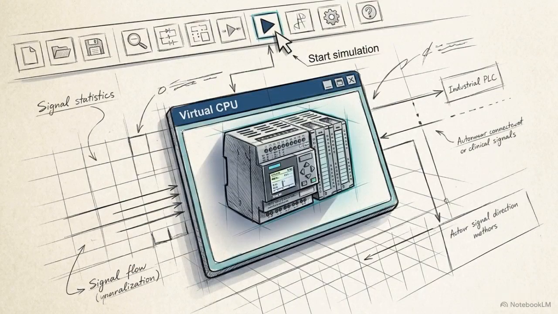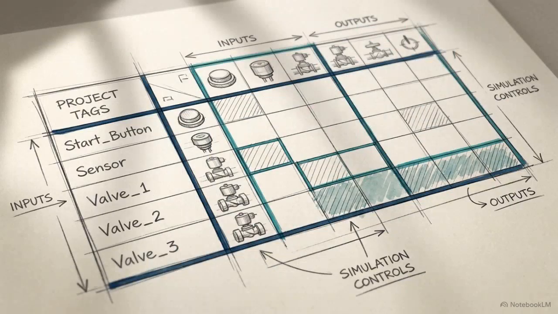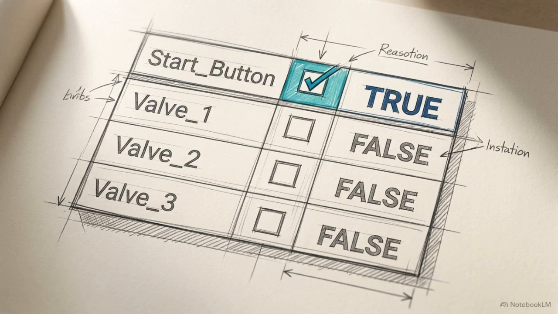To test the program, start the simulation and load the project into the virtual CPU. Turn on the monitoring glasses to see the live status of your rungs. Open the PLC Sim simulation tables and load your project tags into the list. You may notice that clicking the Start button in the table doesn't immediately activate the valves.